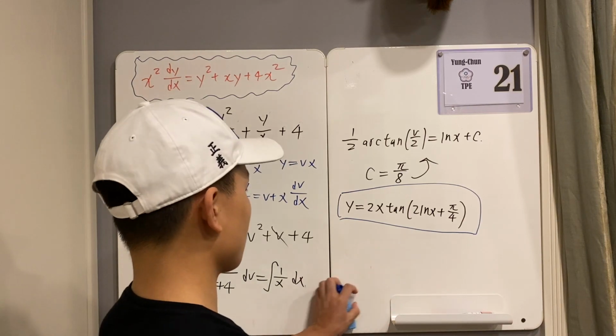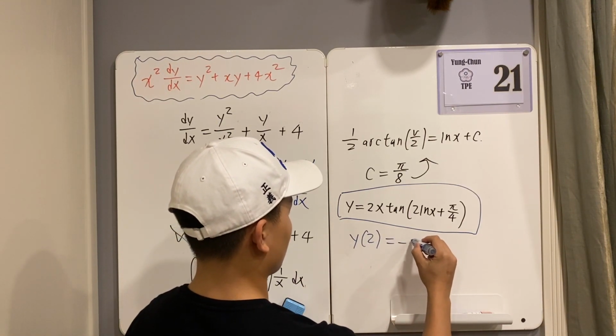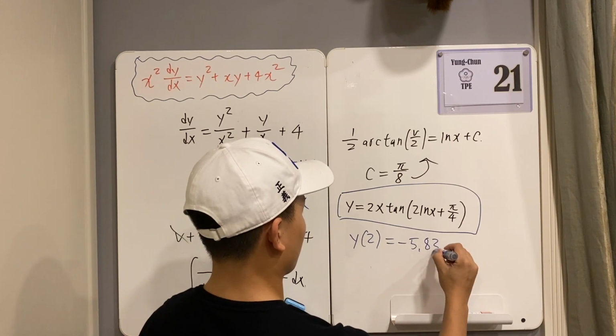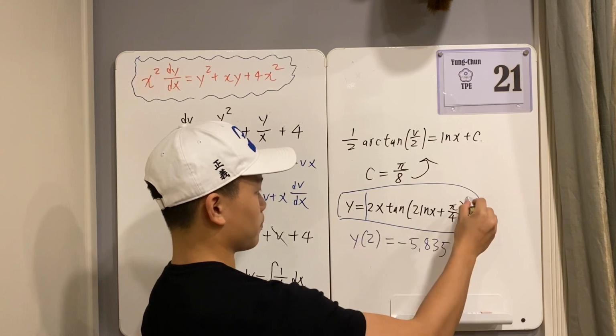And then we plug in x equals 2 into the equation, and we find out that it's a negative number, while distance is only positive, so we add an absolute value sign to the equation.